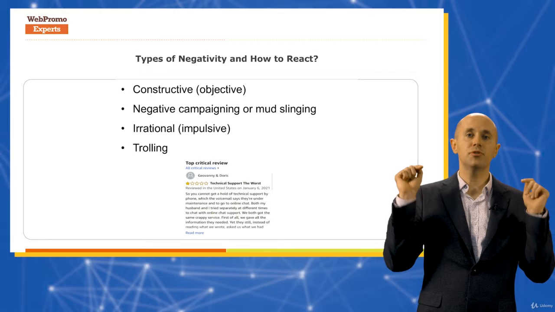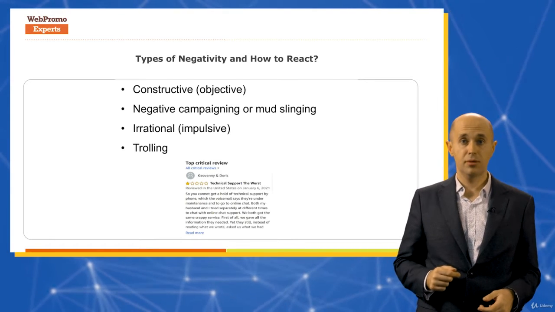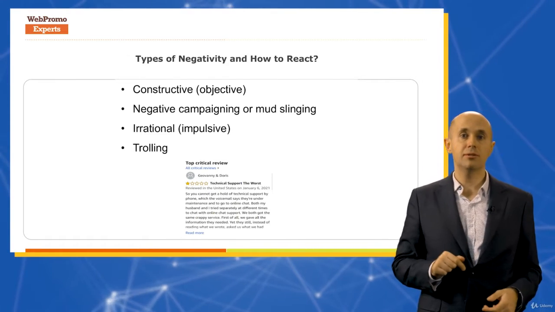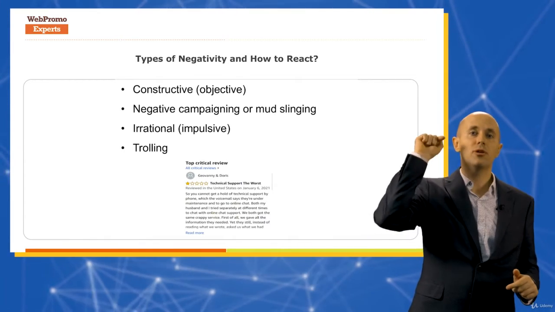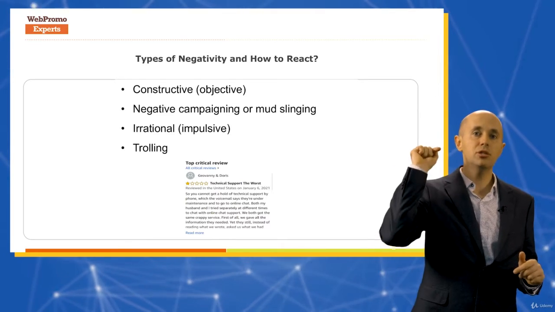In order to react to negativity correctly, you need to understand what type of negativity it is. There are 4 key types of negativity. Constructive negativity, negativity campaigning or mudslinging, irrational negativity, and trolling. Constructive negativity is when there truly is a problem with your product and it needs to be solved. Mudslinging is when your competitors purposely post nasty things to bring you down. Irrational negativity is when the customer thinks you are to blame for them not understanding your product. The last type of negativity is trolling. Trolls are just there to make you upset for their own entertainment.